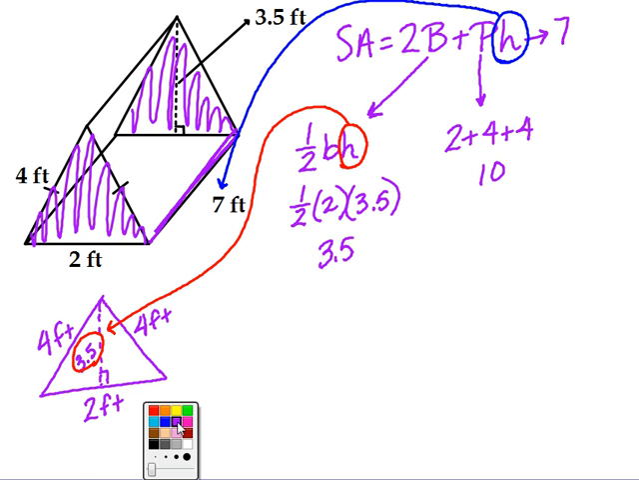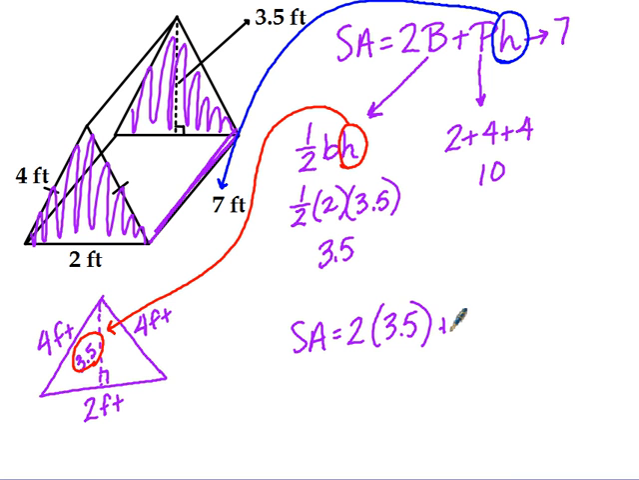So now surface area is 2 times 3.5 plus 10 times 7. When you plug that into your calculator, you get 77 square feet. Oops. Don't know what happened there. My board's not cooperating with me very much right now. Okay, 77 square feet.